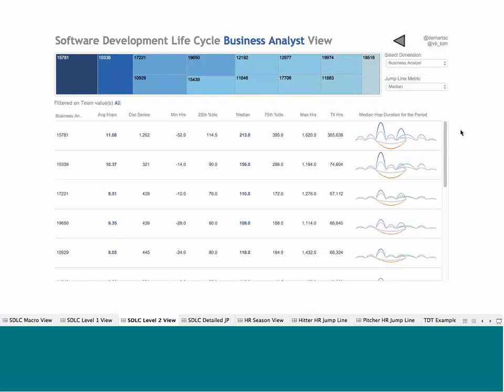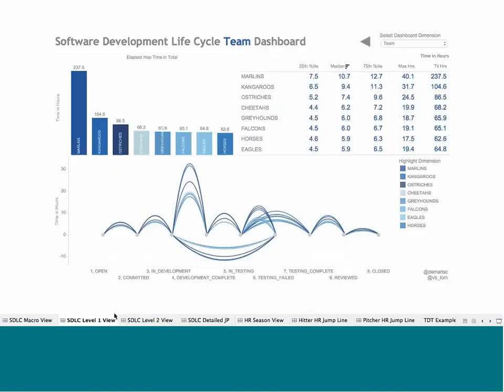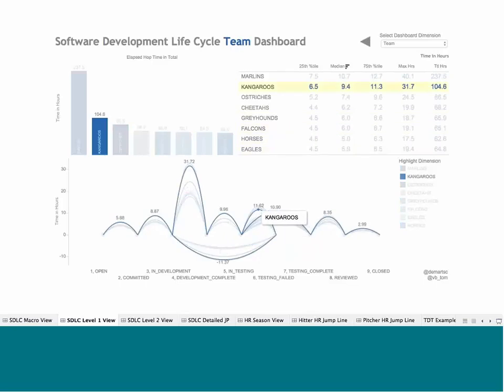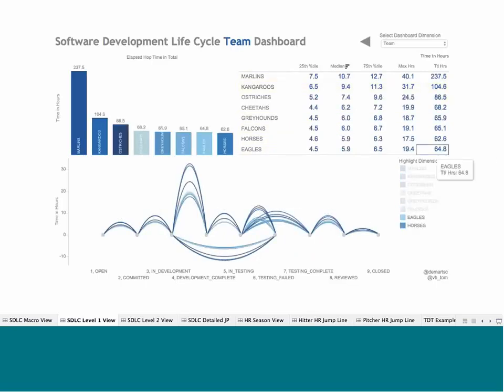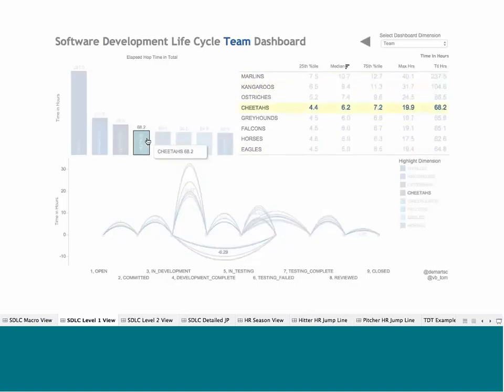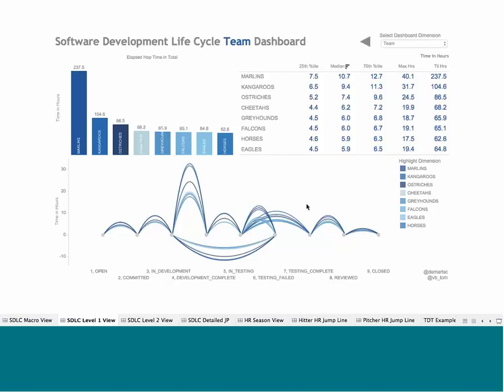So that at a high level is the view that we built out. I think the answer to Tom's question that he was asking of me is the fact that your development phase and your testing failure phase are probably your two worst areas. The teams that are struggling the most are the marlins and the kangaroos, and as we drill through each of these, you can see that there's some cases where a team that's further down has more anomaly of a hop for them throughout the process. So an interesting use case.